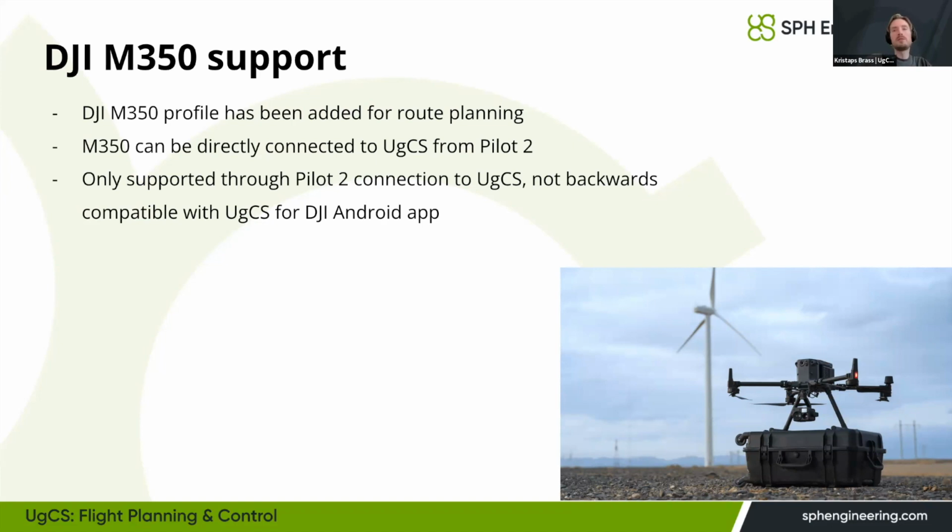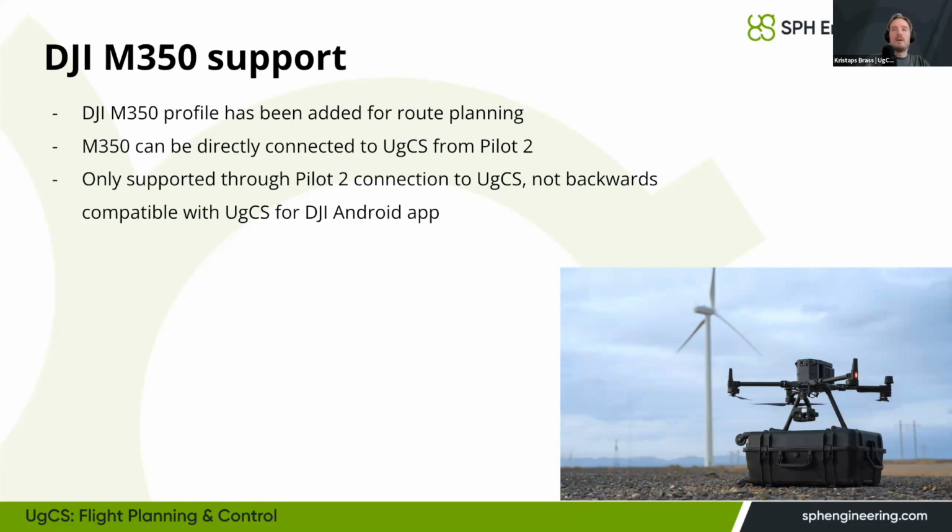All the payloads are transferred over from the M300. So all of the ones you had available for M300 are also available for the M350. What's important to note here is that the M350 can be connected to UgCS using the direct connection from DJI Pilot 2 to UgCS. When I show you the software, I'll also show you how this can be done exactly, although I'm sure many of you already know that. The process is quite simple, but still I think it's good to do a once-over for that.